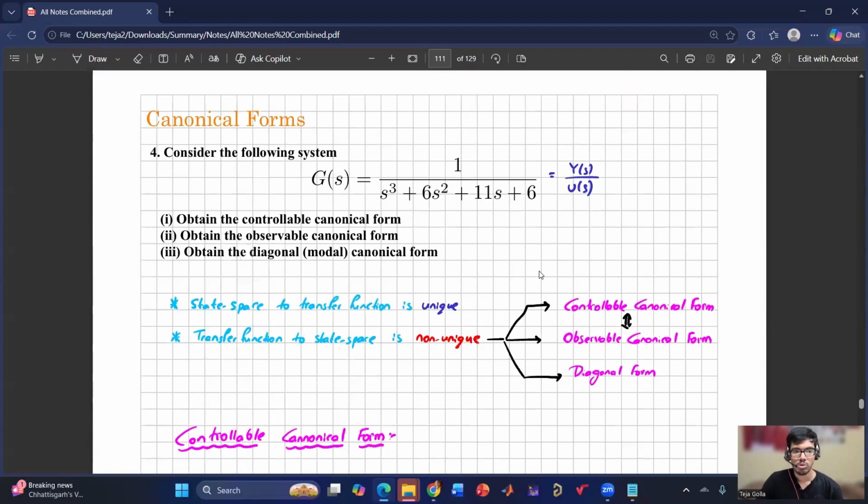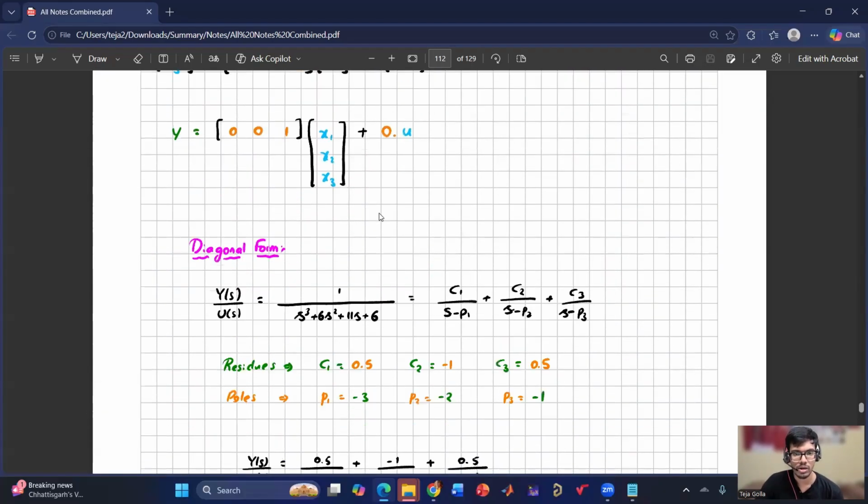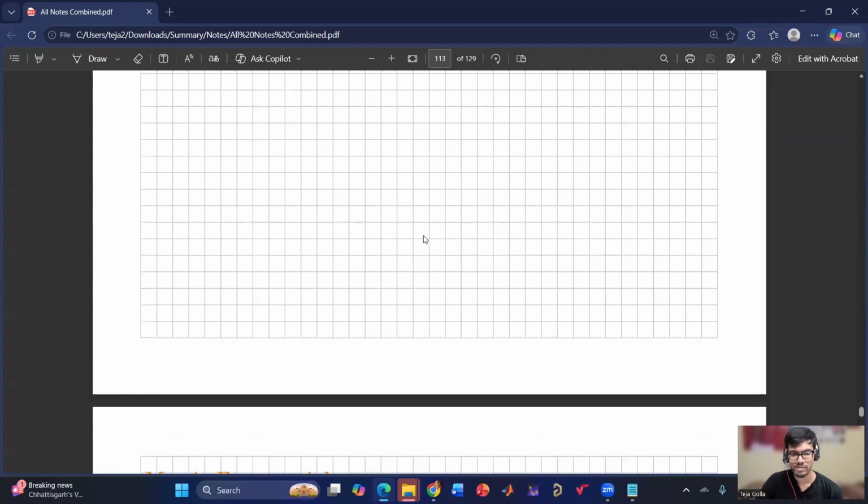And then we also discussed the canonical forms from a given transfer function: how to get the controllable canonical form, then from the controllable canonical form how to get the observable canonical form, and from there how to get the diagonal form, and how to get these matrices. We discussed this thoroughly.